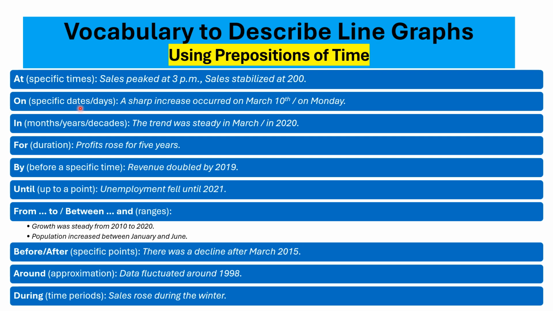On is used for specific dates or days, such as on March 10th, on Monday, etc. In is used for months, years, or decades. For example, in March, in 2020, in the last decade, etc. Notice how each preposition is used for different time references. Now, pause here and take a moment to read the remaining examples on the slide. Pay attention to how these prepositions can improve clarity in your writing.